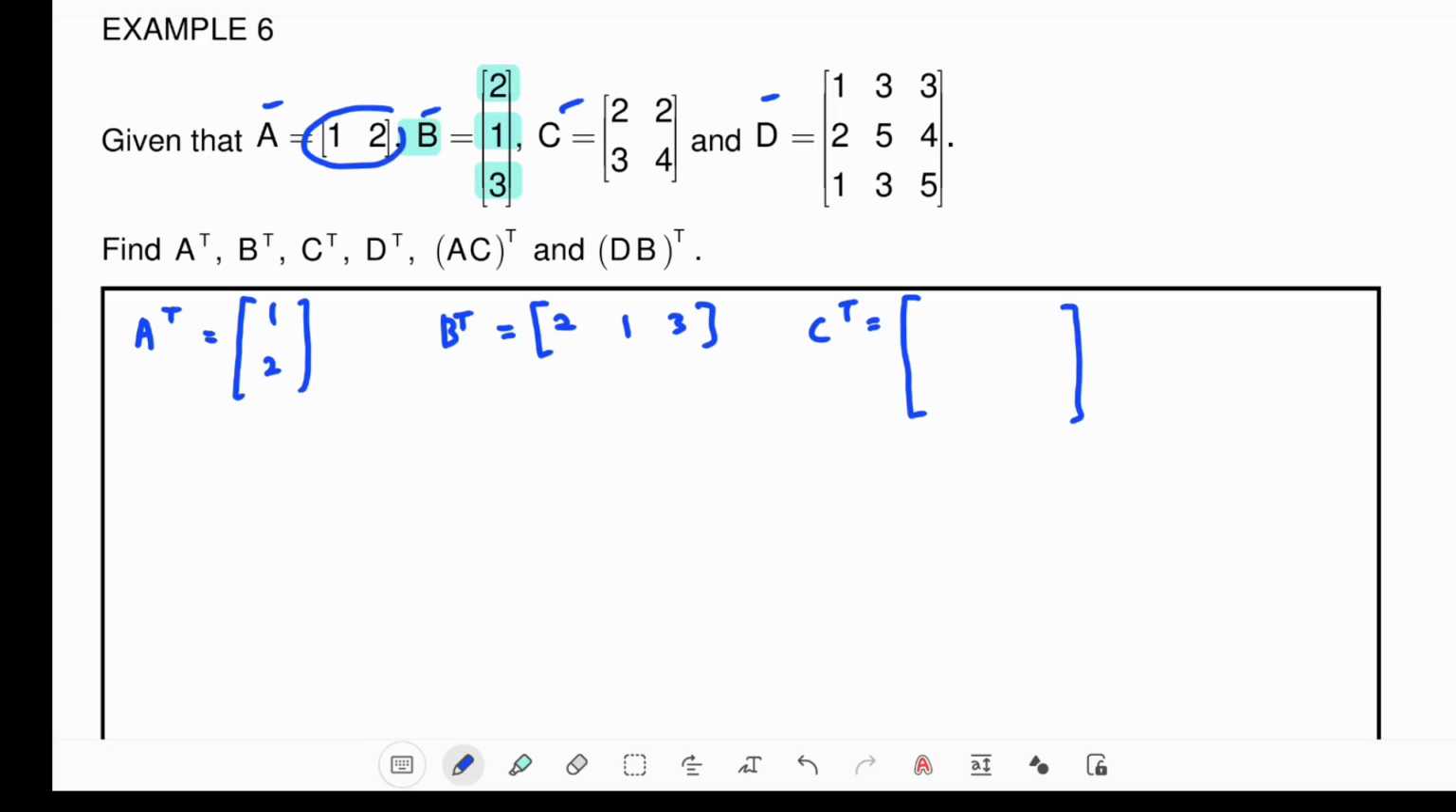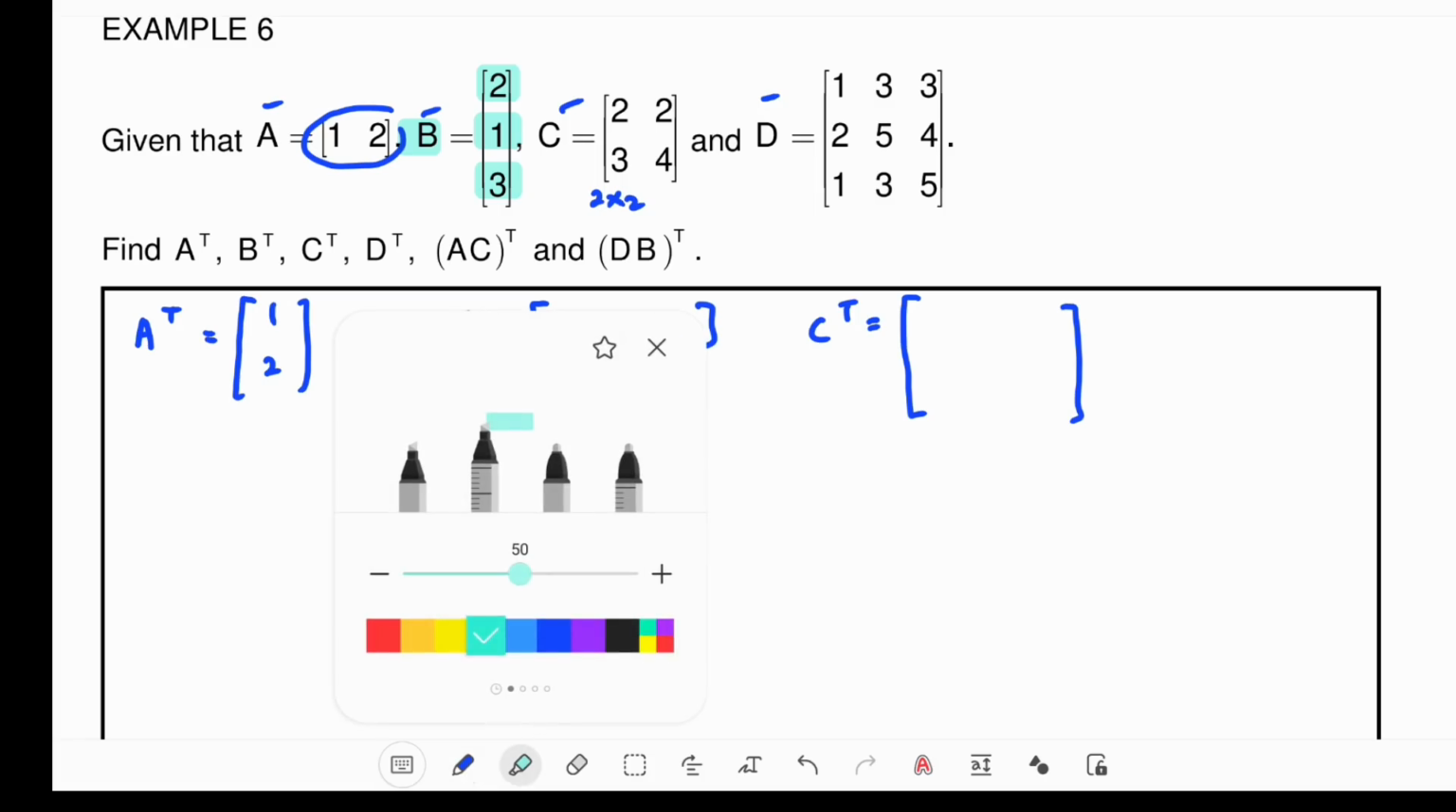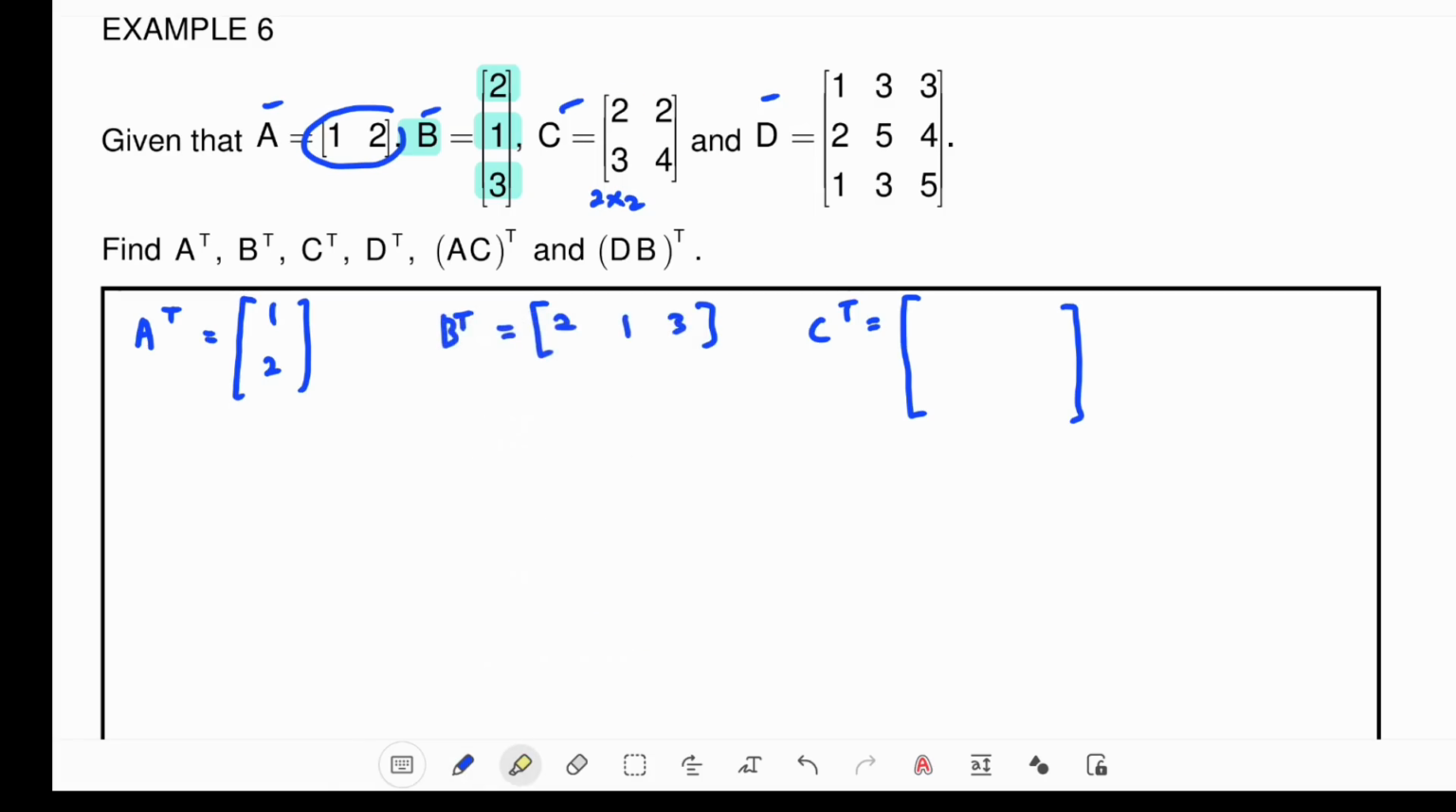Okay, for this matrix you are given a 2 by 2 matrix, so just focus on either the rows or the columns. So let's say we focus on the first row. So the first row is 2, 2. So we are going to change it to a column. So 2, 2. And the second row here is 3, 4. You have to change it to the second column. So it will be 3, 4.